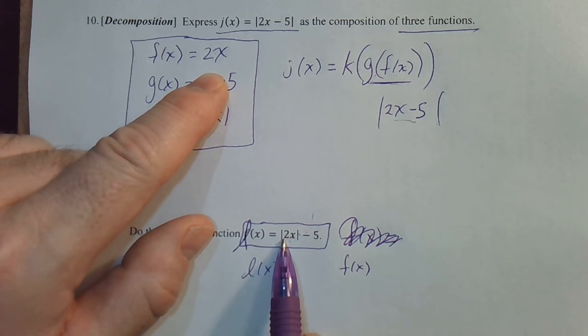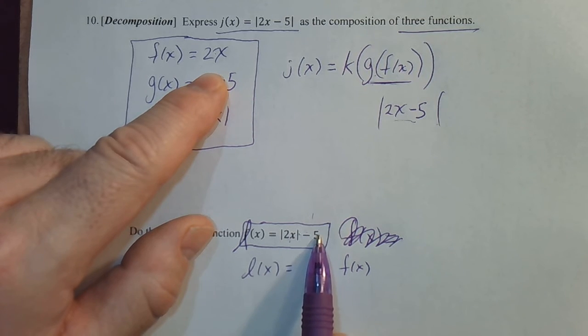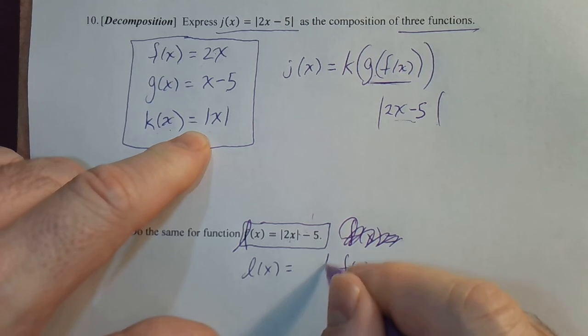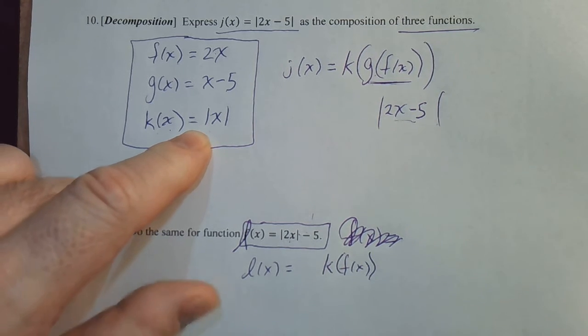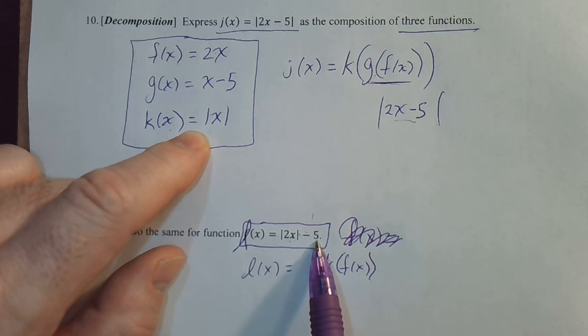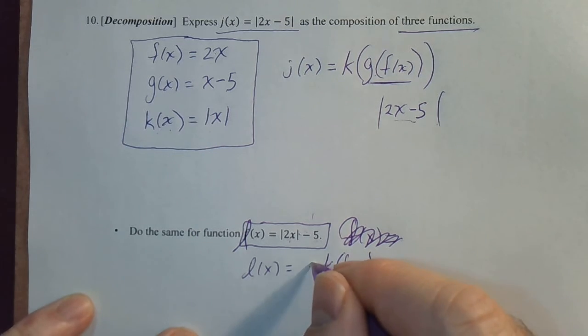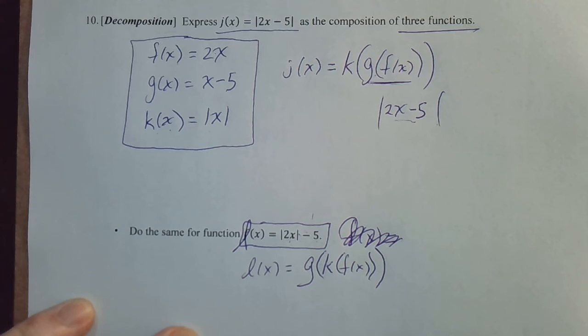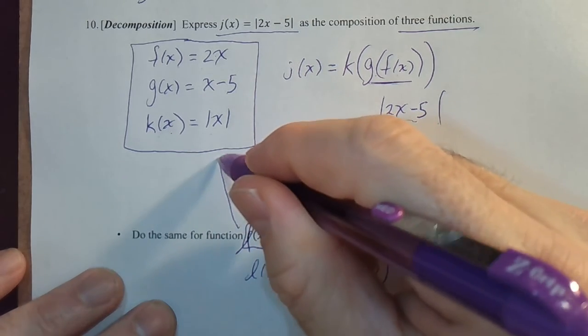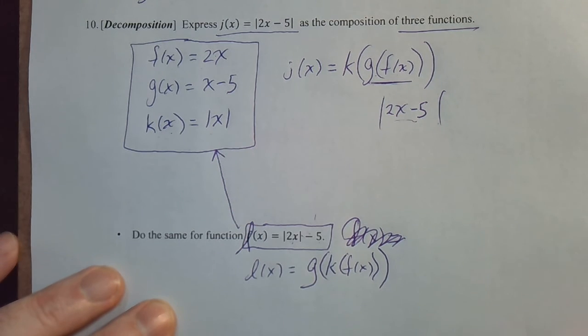All right, after you computed 2 times x, what's the next operation you would do? Subtract 5? No, you would do the absolute value. So the absolute value is the k of x. So we'll take k of f of x. And then the last thing we do, the minus 5, will be the outermost function. The minus 5 is g. So we did the same, and we used the same 3 functions from the previous example.